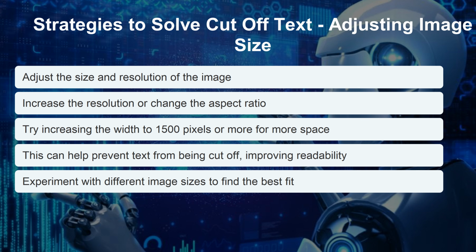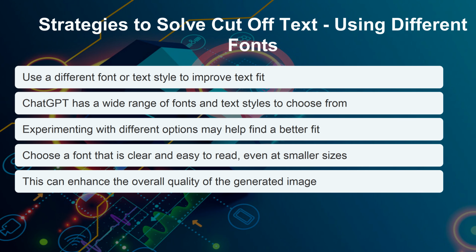Another approach is to use a different font or text style. ChatGPT has a wide range of fonts and text styles to choose from. Experimenting with different options may help you find one that works better with your image. You can also try rephrasing the text or shortening it. If the text is too long, it may be getting cut off because it exceeds the available space in the image. By rephrasing or shortening the text, you may be able to fit it within the image.